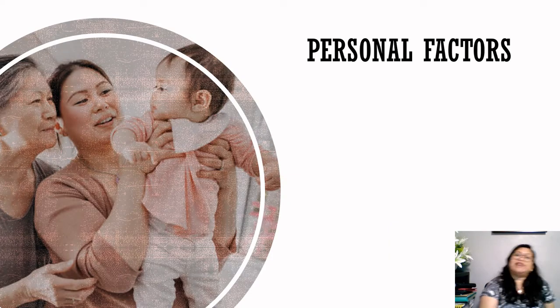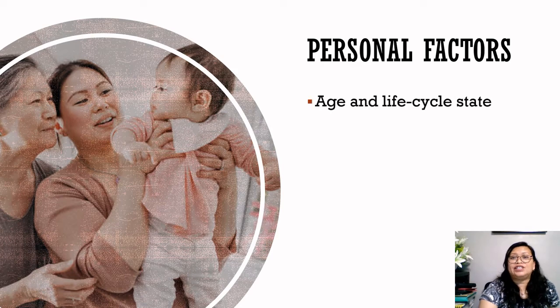Now, personal factors are another group of factors that influence consumer buying behavior. Under this group of factors is age and life cycle stage. People change the goods and services they buy over their lifetimes. Tastes in food, clothes, furniture, and recreation are often age-related. That's why I don't wear skimpy skirts anymore because I think I'm too old for that.